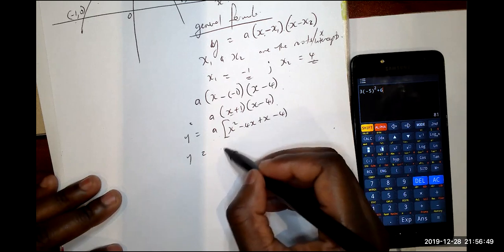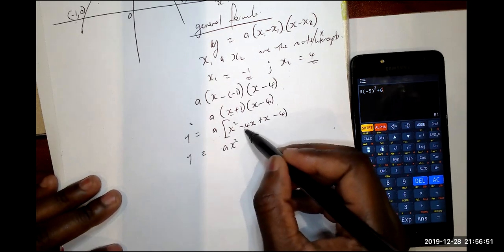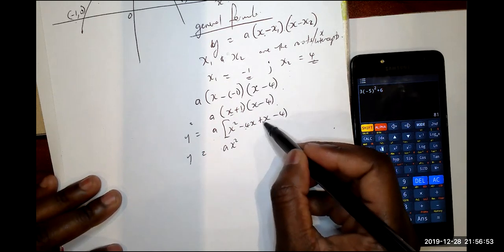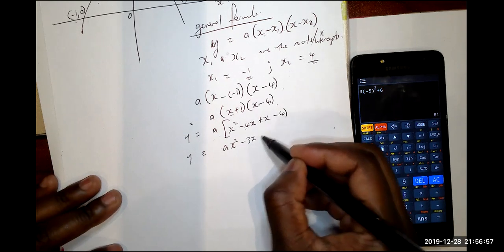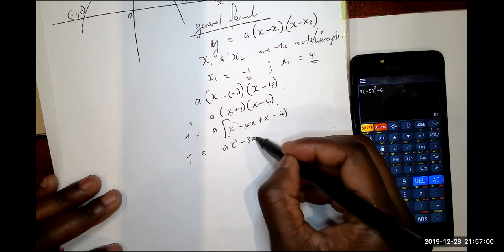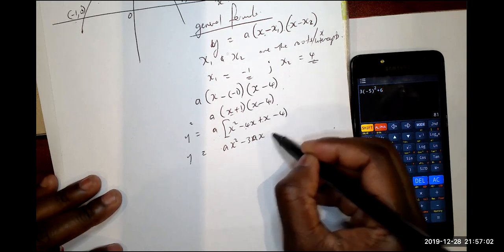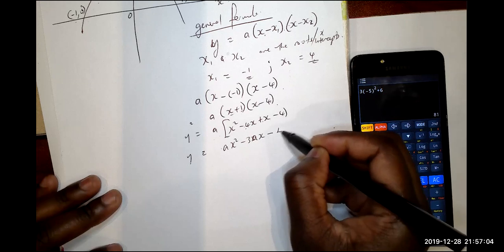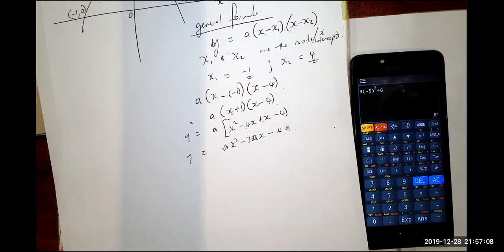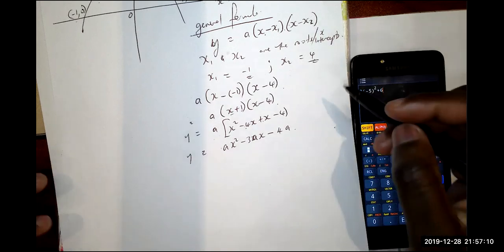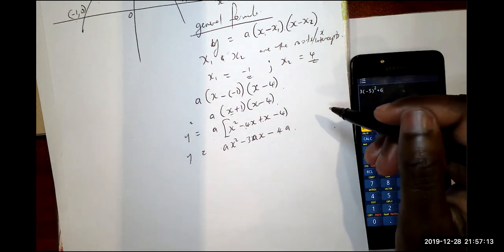Okay, let's put a inside: a x squared minus 4 plus x is going to give us minus 3ax, then minus 4a. Okay, that's what we have there, and that's what you can see there. Now let's see what we're going to do now.